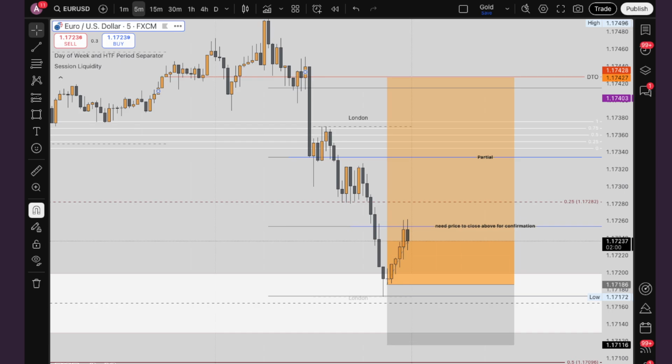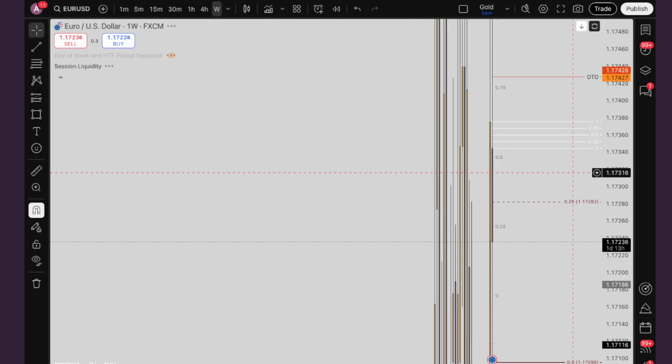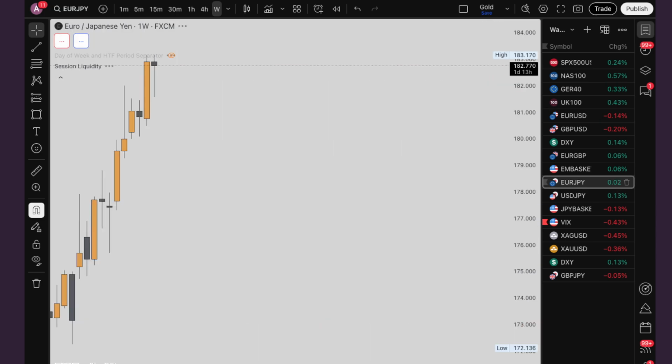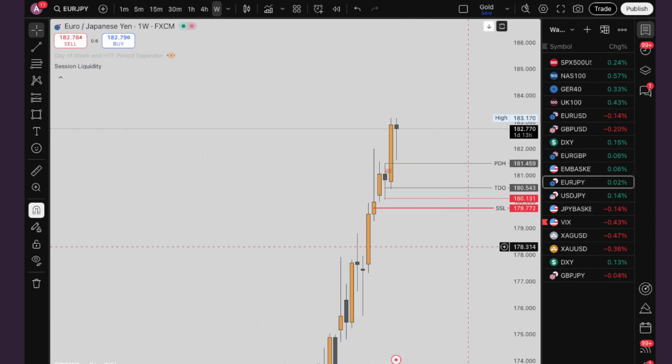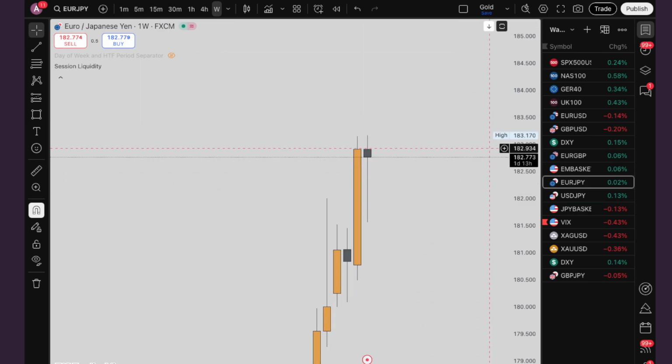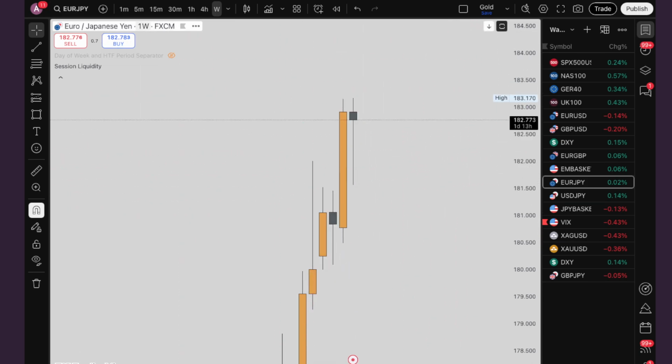Okay, I'm going to show the process of marking the new week opening gap. I'll just take a different chart, Euro JPY. So look at the week. This is the current week, so I can just check like this.